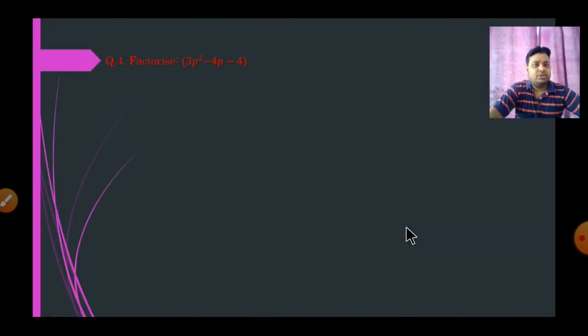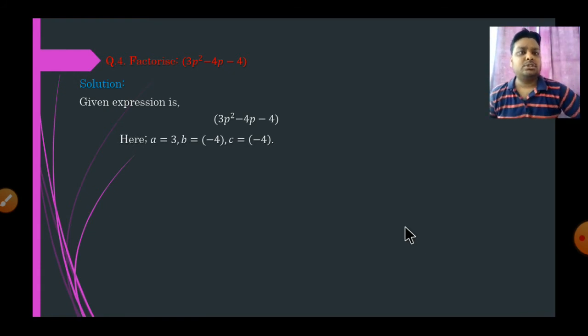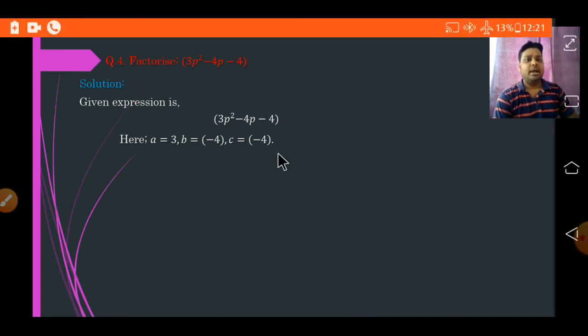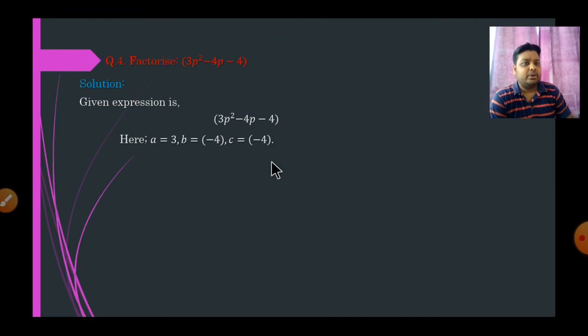Now 3p square minus 4p minus 4. At first we will write the given expression. Then a is equal to 3, b is equal to minus 4 and c is equal to minus 4. So we have to find two numbers whose sum will be minus 4 and whose product will be 3 into minus 4, which means minus 12.